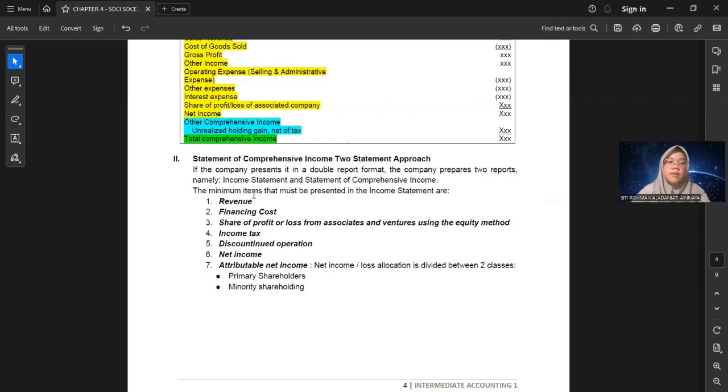The minimum items that must be present in the income statement are revenue, financing costs, share of profit or loss from associates and ventures using the equity method, income tax, discontinued operation, net income, and attributable net income or loss allocation, which is divided between two classes, primary or monetary.